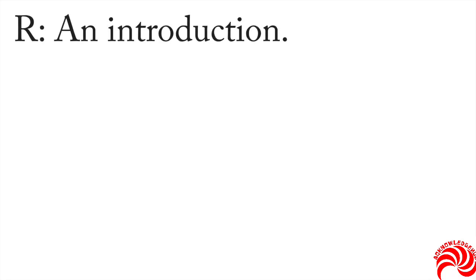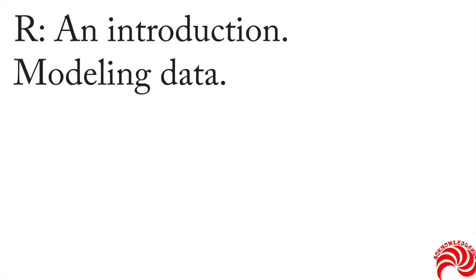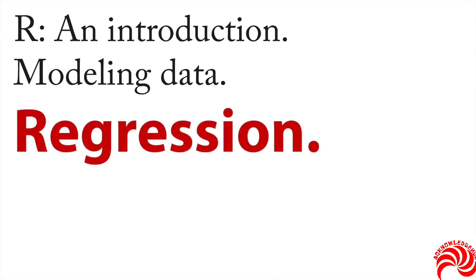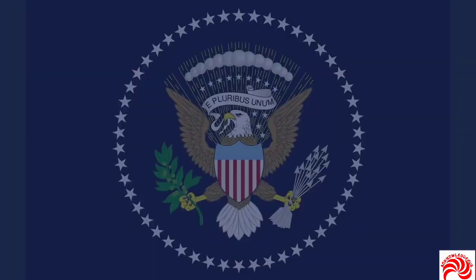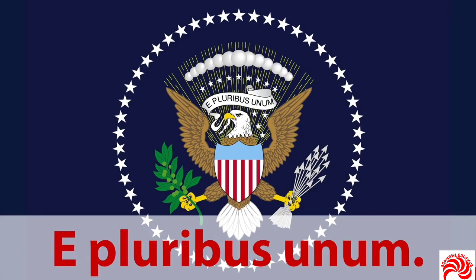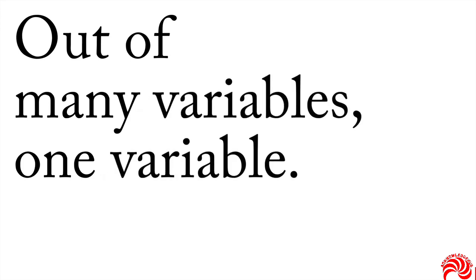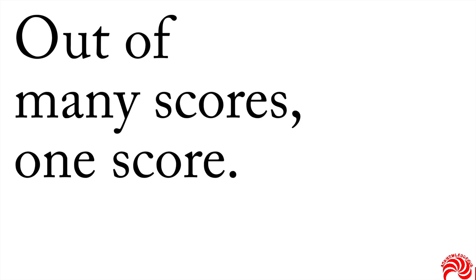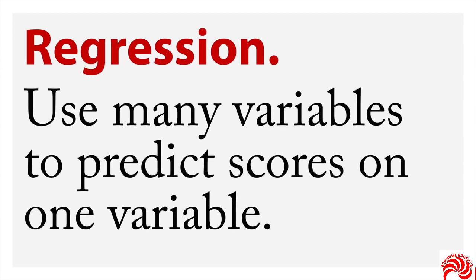Let's finish our very short introduction to modeling data in R with a brief discussion of regression, probably one of the most common and powerful methods for analyzing data. I like to think of it as the analytical version of E pluribus unum, that is, out of many, one. Or in the data science sense, out of many variables, one variable. Or if you want to put it one more way, out of many scores, one score. The idea with regression is that you use many different variables simultaneously to predict scores on one particular outcome variable.